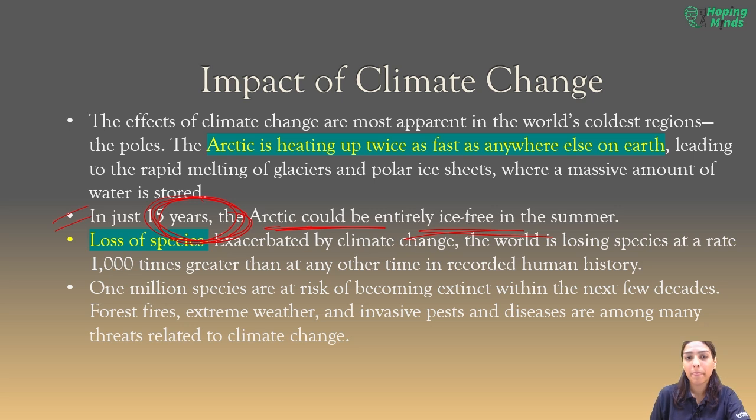Loss of species. Exacerbated by climate change, the world is losing species at a rate 1,000 times greater than any other rate recorded in human history. The 21st century is witnessing this right now. 1 million species are at risk of becoming extinct within the next few decades. We've seen that a lot of species that were endangered earlier have become extinct today, and more than 1 million species are at risk of becoming extinct in the next few decades. Forest fires, extreme weather, and invasive pests and diseases are among many threats related to climate change.